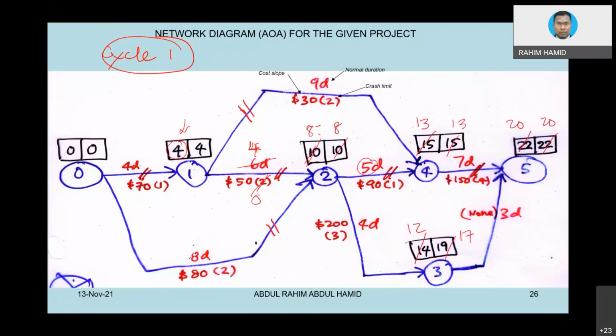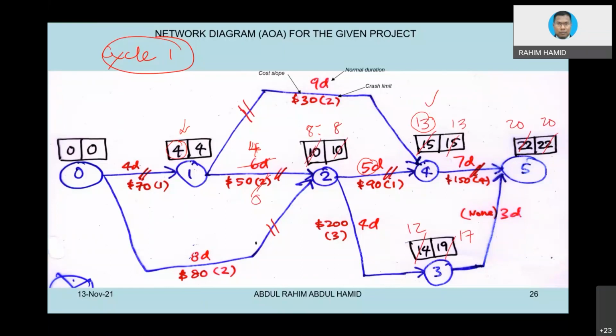How about the top arrow there? You have to consider all. 4 plus 9 equivalent to 13. Okay, that should be fine. Because sometimes when you crash a certain activity, it will not be affected because there are other interconnecting arrows going into that particular node. That will be the issue. So now it is possible to crash activity 1, 2. Okay, now we already have 13.